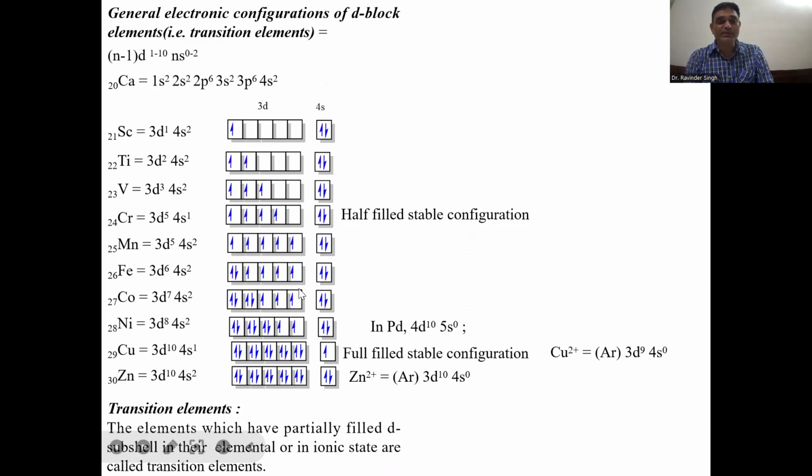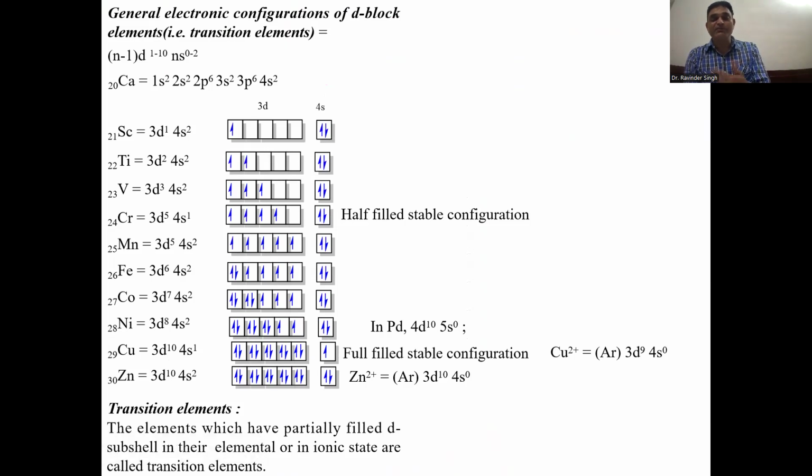You can see all these elements from scandium to nickel have a partially filled d subshell in the neutral state. But in the neutral state of copper and zinc, the d subshell is fully filled: copper due to its exceptional configuration 3d10, and zinc 3d10. In the ionic state, in copper +1 the d is full, but in copper +2 the d subshell is partially filled.